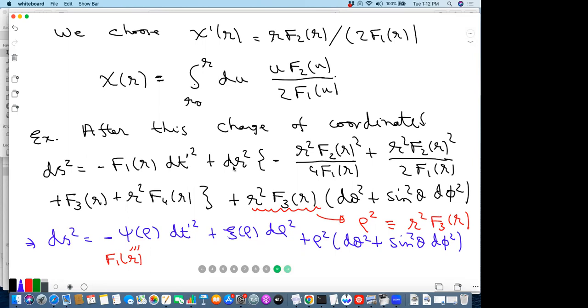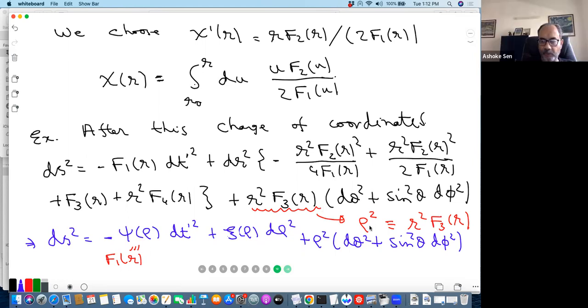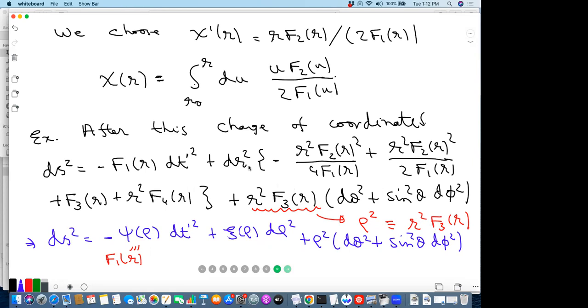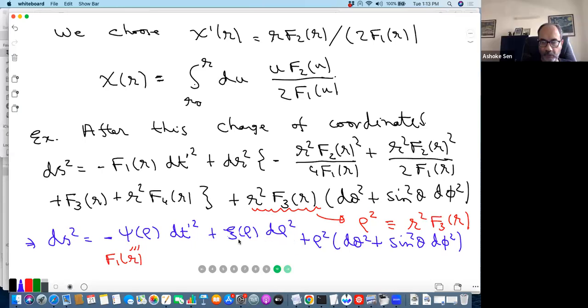Then dr, I rewrite in terms of rho. The only thing that I'm using here is that the relation between r and rho involves only r, no t, theta, or phi. So dr square I can write as d rho square times some function of rho. Whatever that function is, I'm calling it xi of rho.